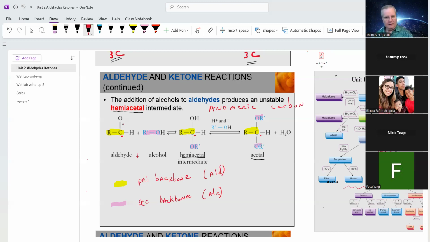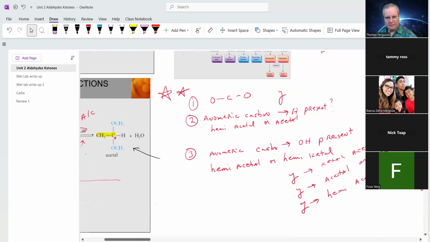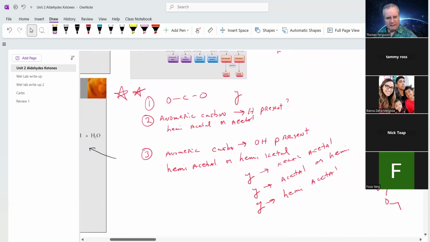Okay, now last time I gave you a little flow chart to figure out whether you have an acetal, ketal, or a hemi version of that by answering these three questions. Is there a carbon that is surrounded by single-bonded oxygens, two oxygens to a single carbon? Yes or no? If yes, then you have something. Okay, and that again is the identification of the anomeric carbon.